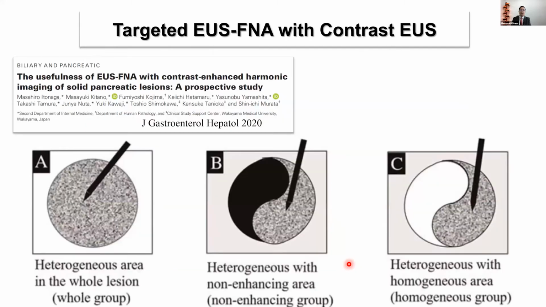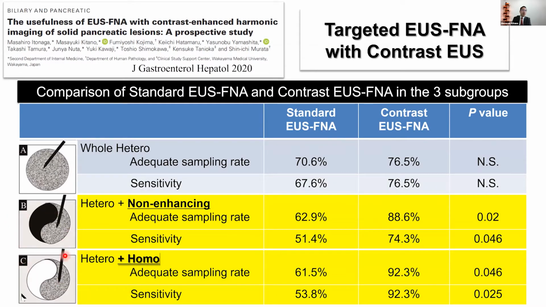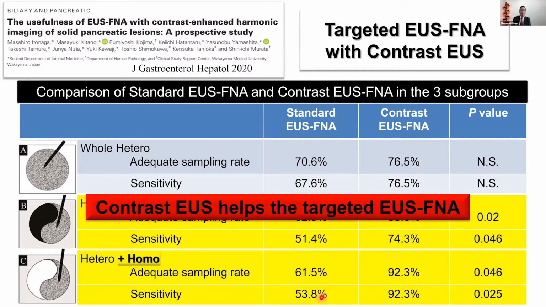So then we attempted to assess whether the contrast EUS is useful for targeted EUS FNA. When the lesion has a heterogeneous enhancement on the whole region, we just perform ordinary EUS FNA. But when we found non-enhanced area or homogeneous area, we had to avoid these regions to perform EUS FNA. And then we found that in the latter 2 imaging patterns, regarding adequate sampling rate and sensitivity, contrast-enhanced EUS is superior to standard EUS FNA. So therefore, probably contrast EUS helps the targeted EUS FNA.